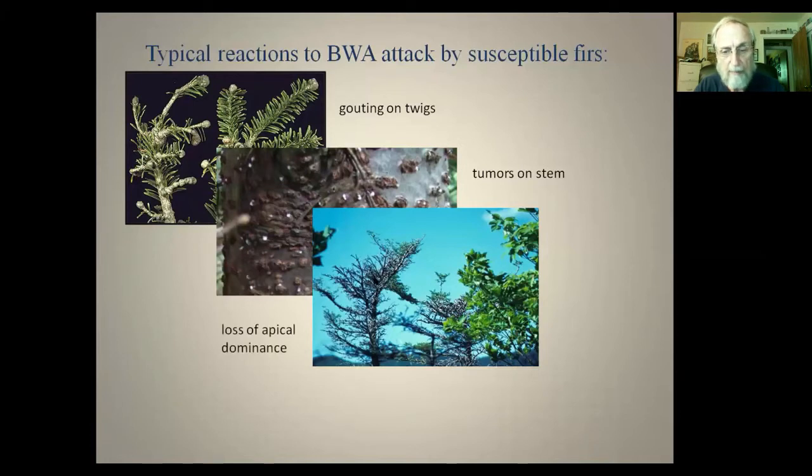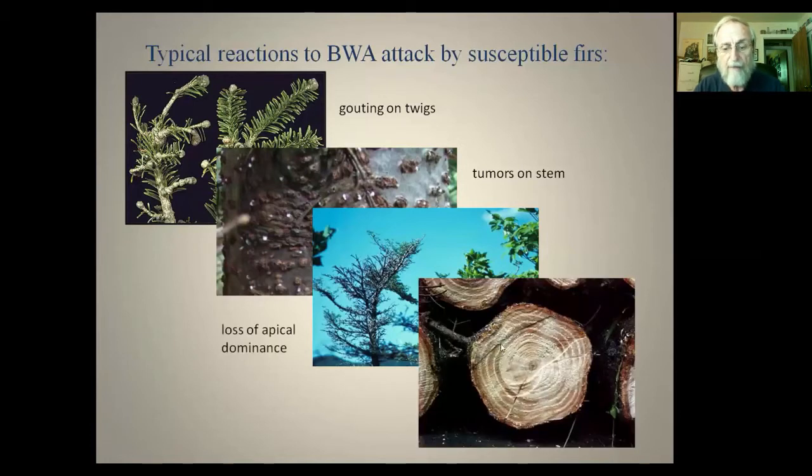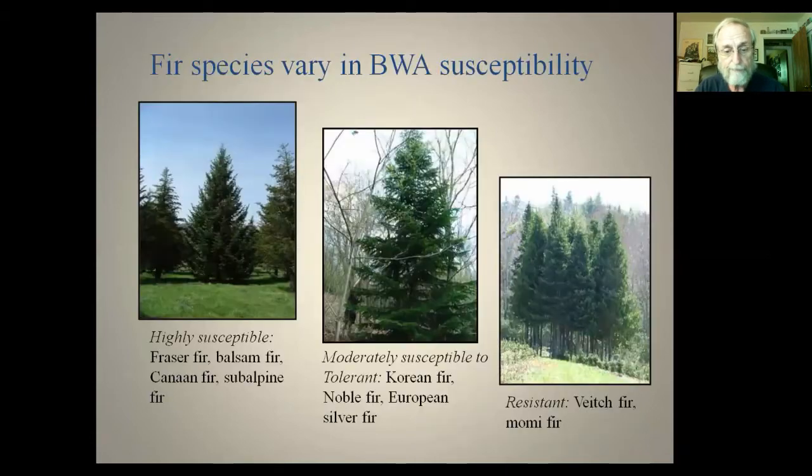Loss of apical dominance. And the thing that finally really kills a tree, the mature trees especially, is a formation of rotholz or red wood, this dark reddish colored wood. It's very dense and it does not translocate fluids. So the tree is basically in a state of physiological drought. And after a year or two of that, the trees die.